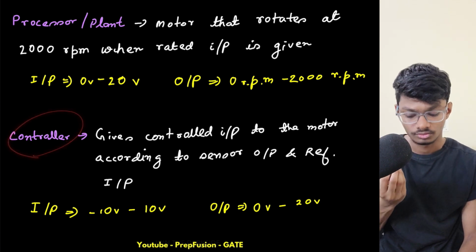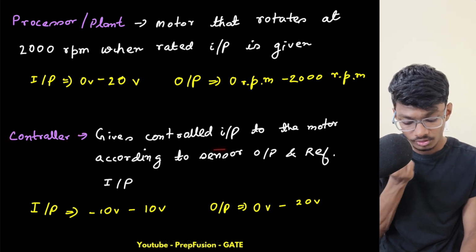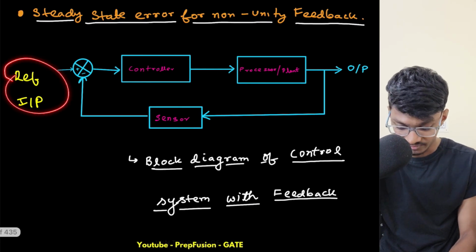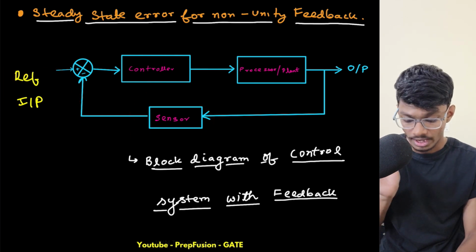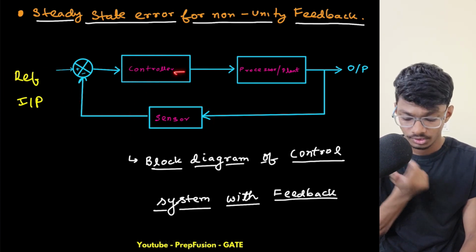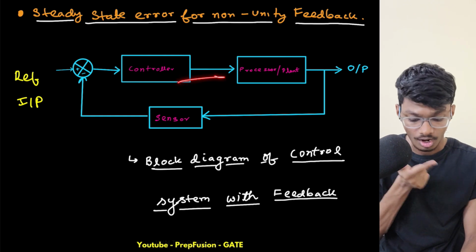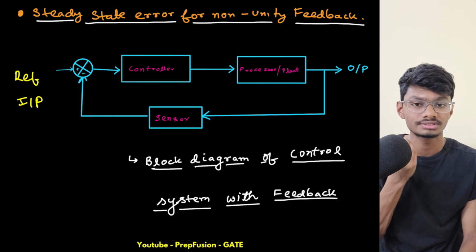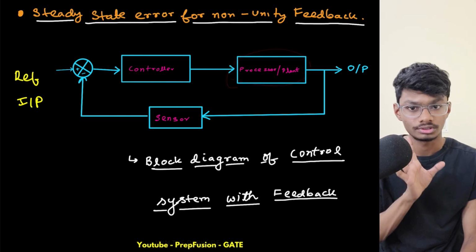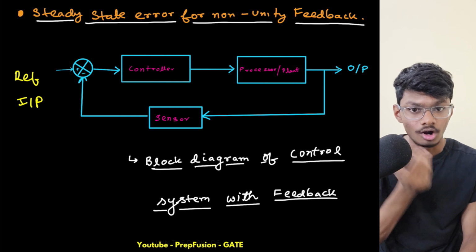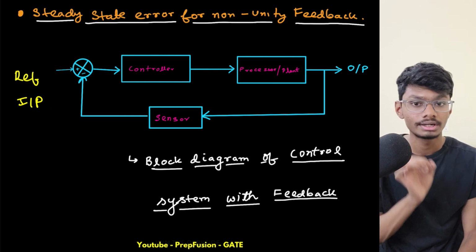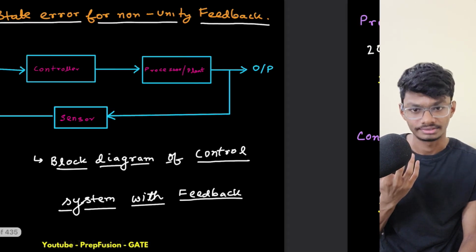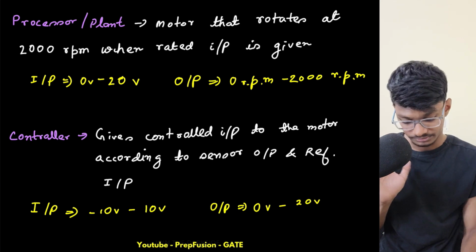Now let's understand the controller. The controller gives a controlled input to the motor according to the sensor output and reference input. So here I have a reference input and a sensor output. According to these two, the controller will give some output which is the input to the processor. This controller is controlling the motor so that I can get my desired output for a particular reference input. That is the task of this controller.